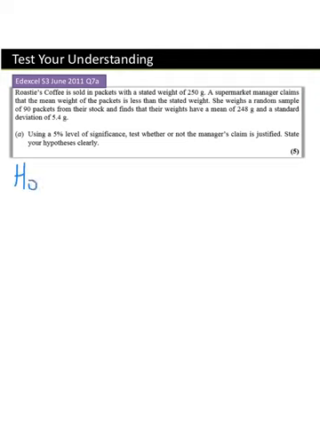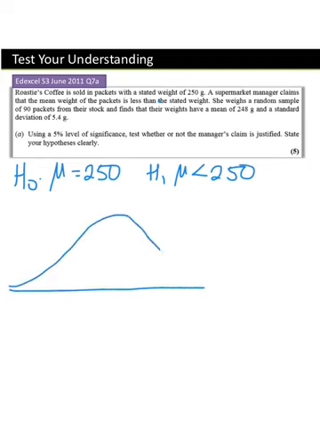So our null hypothesis is that the mean weight is 250 grams, and our alternative hypothesis is that the mean weight of the packets is less than the stated weight. So we're told that it's less than the stated weight, so the mean is less than 250. So we've got a one-tailed test, and we've got a mean here of 250, testing at the 5% level of significance.